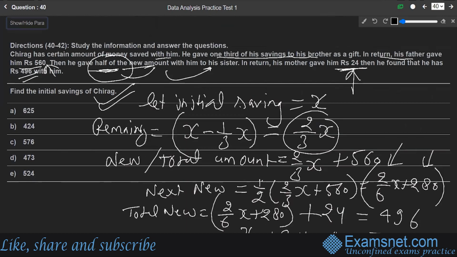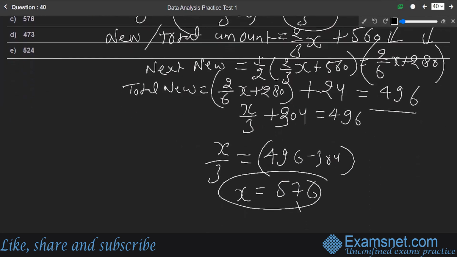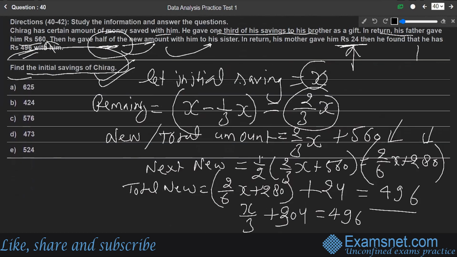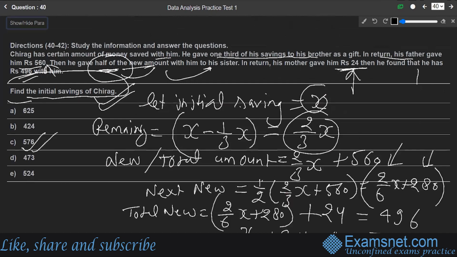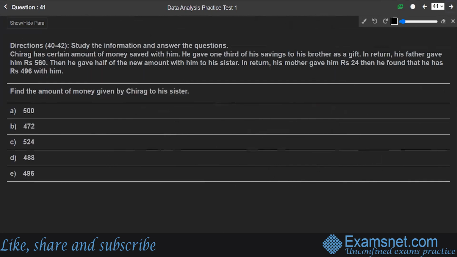What they have asked in the question is to find the initial saving of Chirag. So the initial saving we had assumed to be X, and the X value after solving has come out to be rupees 576. So that is the final answer. X value is 576, option number C.